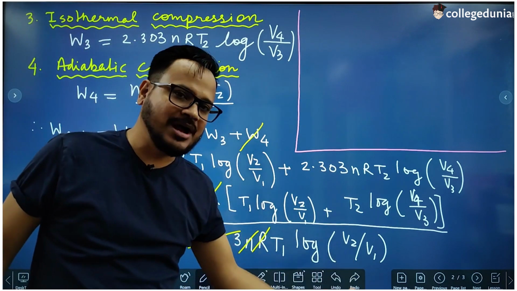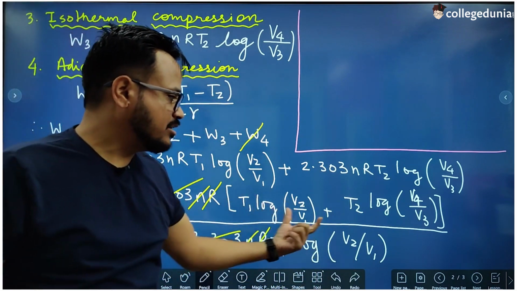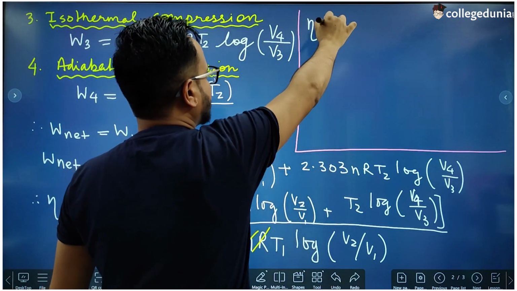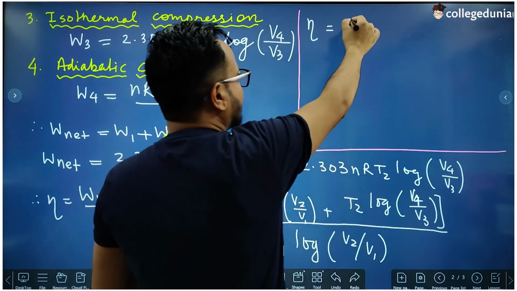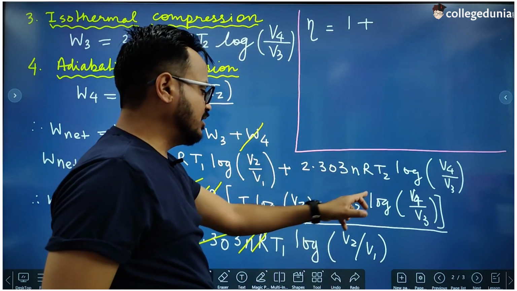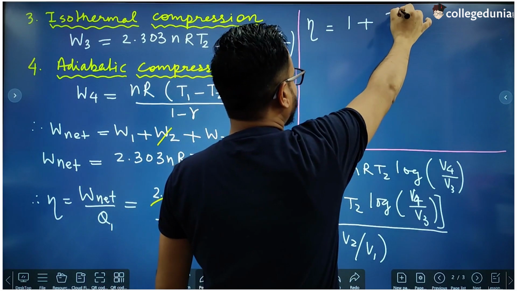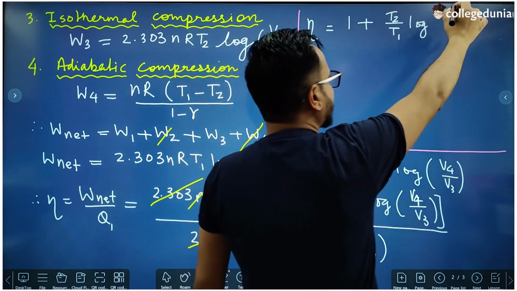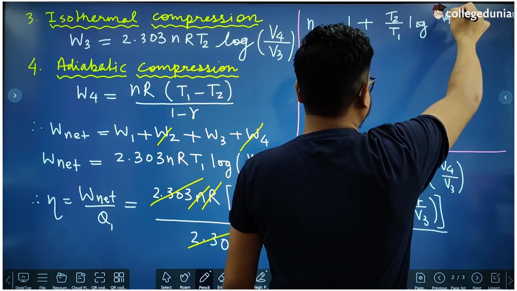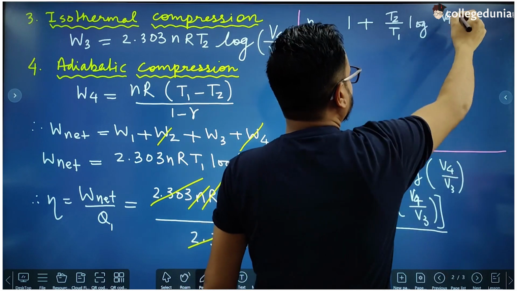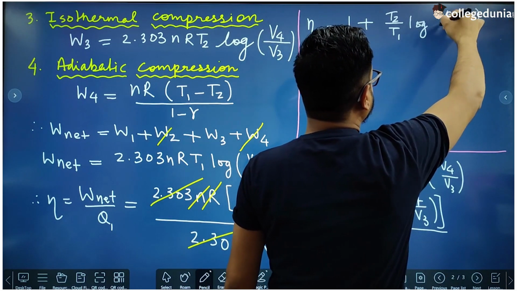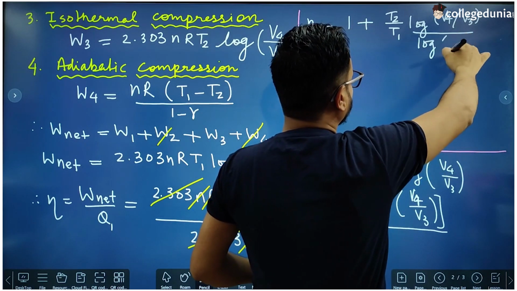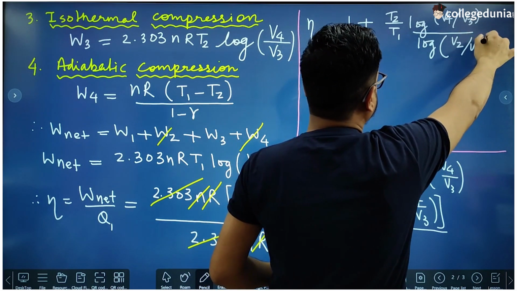This T1 log V2 by V1 can be divided with this and with this also. So the efficiency becomes this divided by this, which is 1, plus this divided by this, which is T2 by T1 log V4 by V3 divided by log V2 by V1.